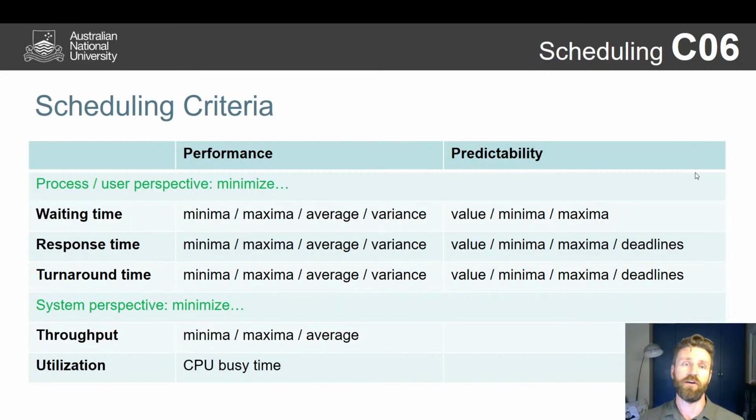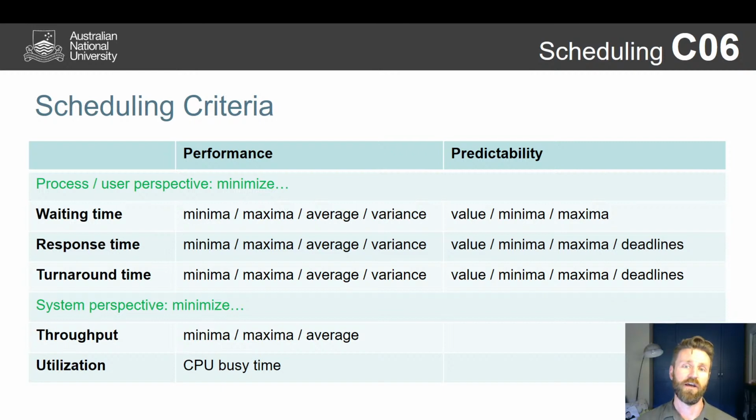Okay, so when we're thinking about scheduling, what kinds of criteria might we be trying to optimize for? This is really important to think about, because as you'll see, it turns out that depending on which criterion you're trying to maximize or minimize, the optimal scheduling algorithm will change. There is no one best scheduling algorithm for all possible criteria. It's provable that such an algorithm does not exist.